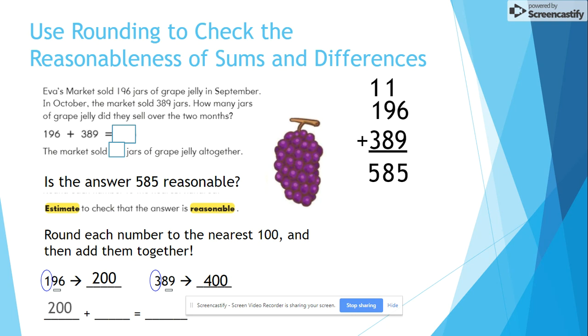So now I have 200 plus 400. That's a lot friendlier problem than 196 plus 389. Again, it's not the exact answer, but we want to get close to our actual. So 200 plus 400 is 600. 600 is pretty close to 585, so we can say our answer is reasonable, or it makes sense.